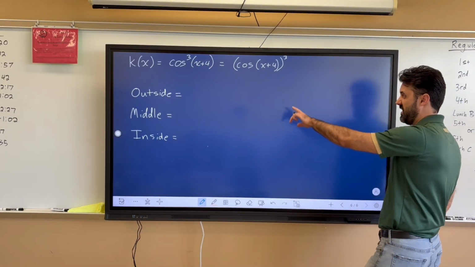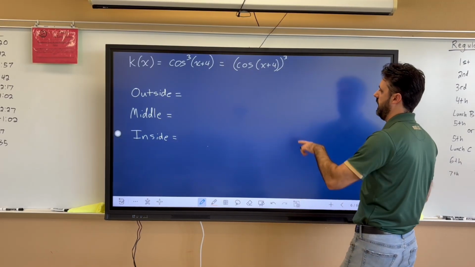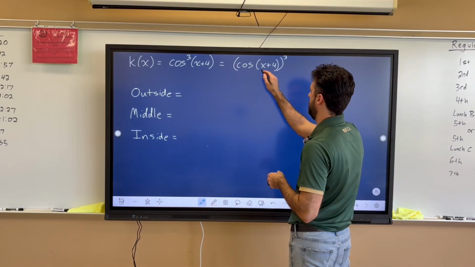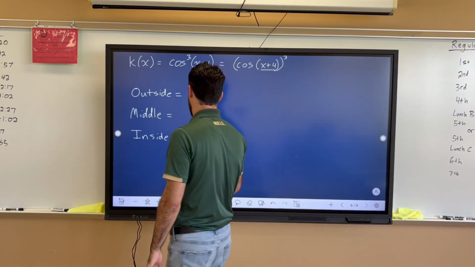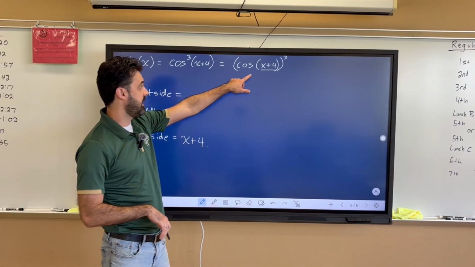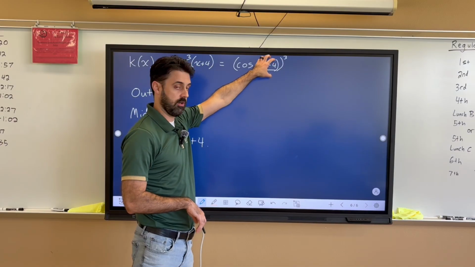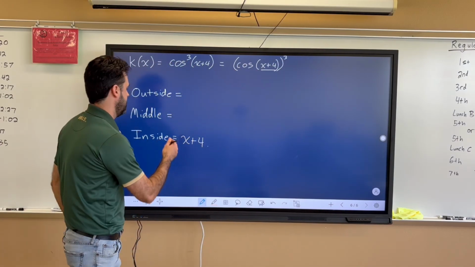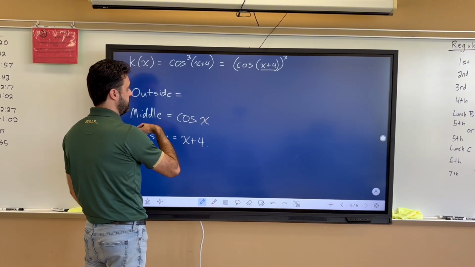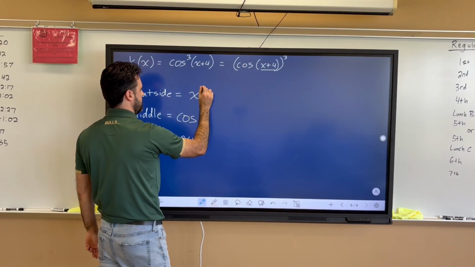All right, so there are 3 layers to this. We're going to label it as outside, middle, and inside. Let's go to the part that's inside both sets of parentheses. That's the x plus 4. So x plus 4 is our inside function. Then we go to the next part inside the parentheses, and that's cosine of something, our middle function. We're going to call it cosine of x. And then our outside function is something being cubed, which we'll call x cubed.